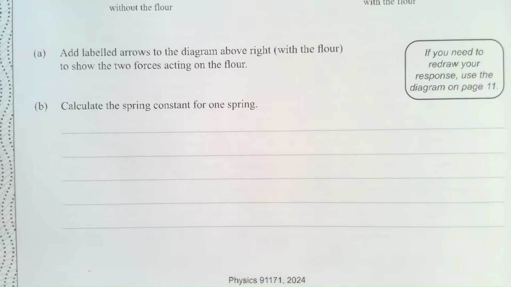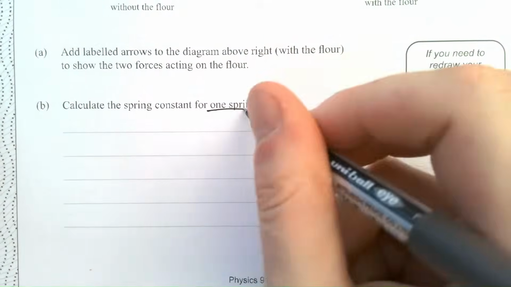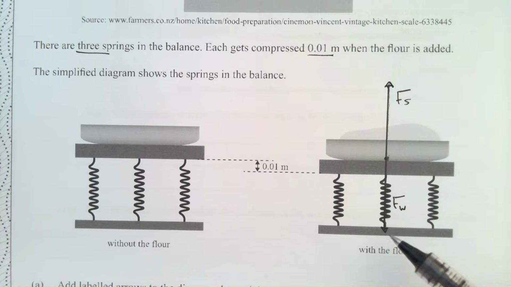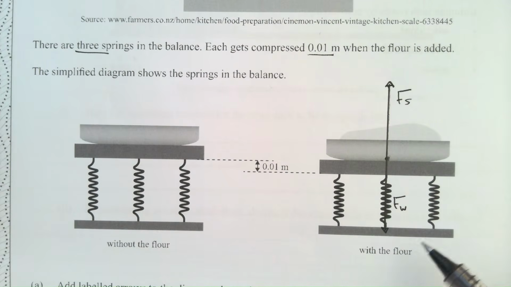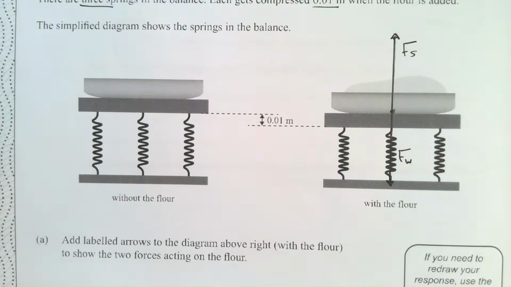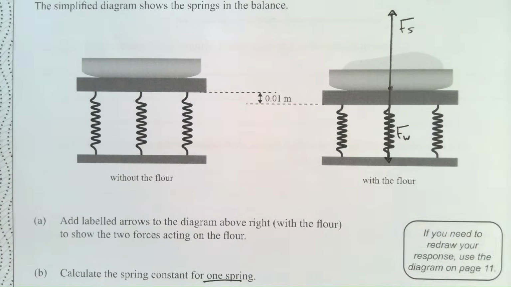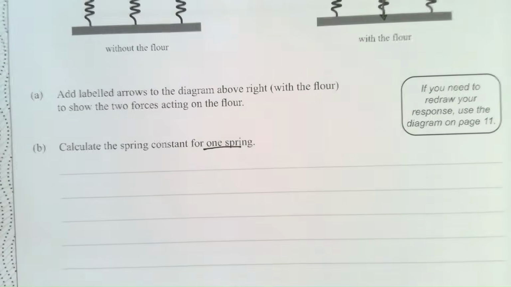Then for part B, we are told to calculate the spring constant for 1 spring. Now, when we do our calculation, because there are 3 springs here acting in parallel, we have to remember that the spring constant of them is multiplied by how many springs you have in parallel with one another. So, I'll make a big point of it as well when we get there in the calculation, but there is going to be a time when we have to divide by 3 to find the spring constant for just the 1 spring.